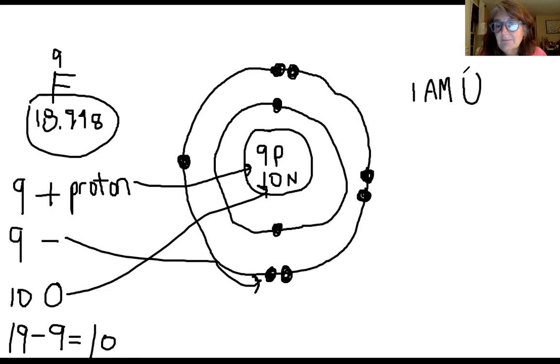This is atomic mass unit. This is what protons weigh. And protons are in the nucleus, okay? Neutrons weigh the exact same. This is what a proton weighs. Neutrons also weigh 1 AMU.